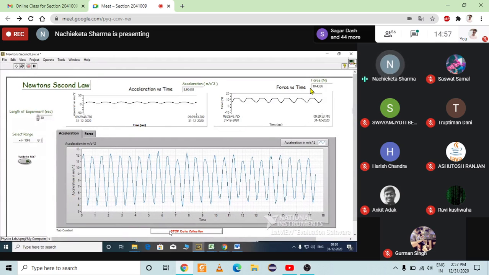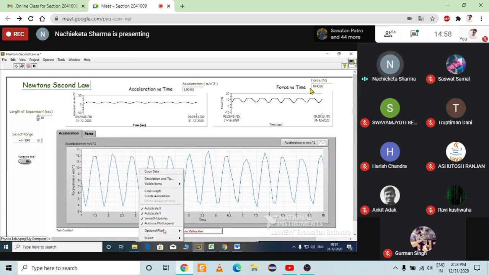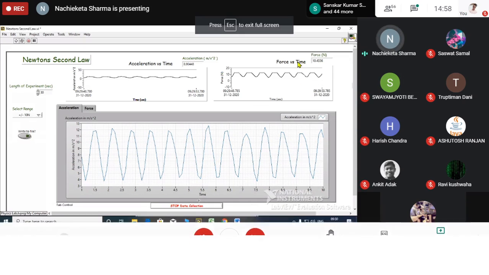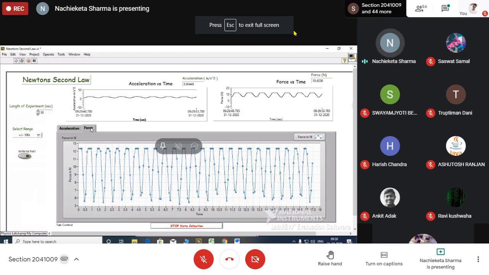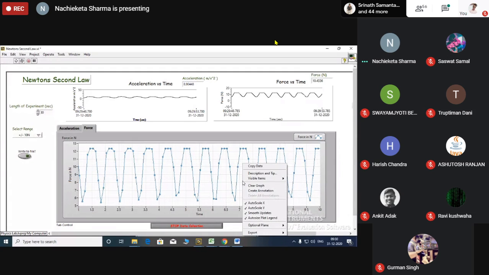Then if you go again and choose a smaller portion of the graph, let's choose this one, then export this to Excel. The similar process for force, then export this to Excel. You have got again two Excel sheets.